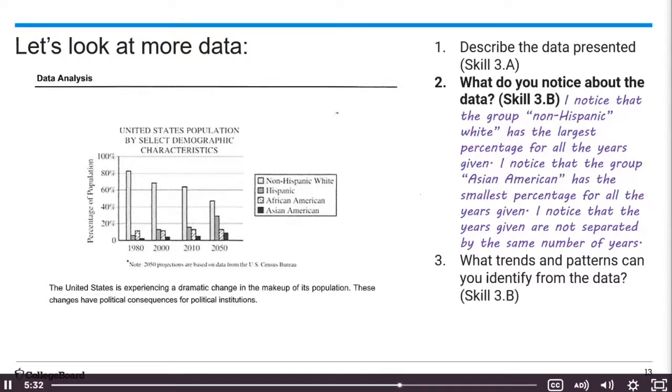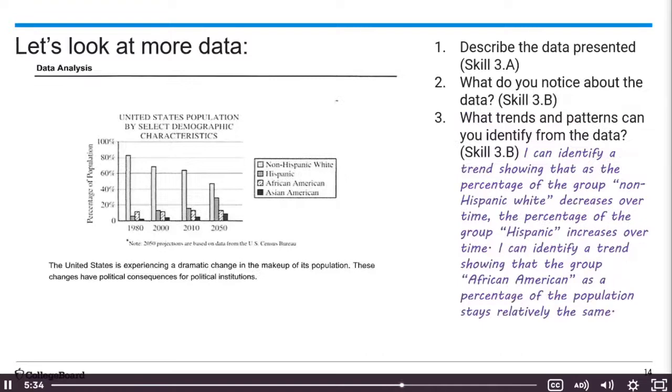So let's look at the trends. I see a trend that the percentage of the group non-Hispanic white decreases over time as the percentage of the group Hispanic increases over time. I also see a trend that the group African American, their percentage stays relatively the same over time. All right, here's another one.